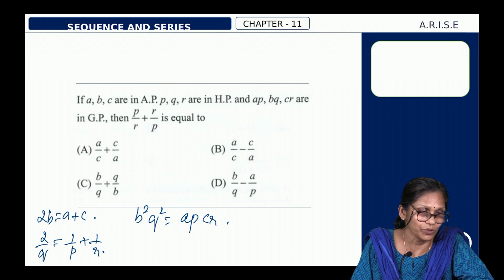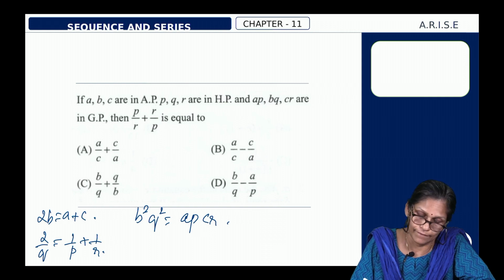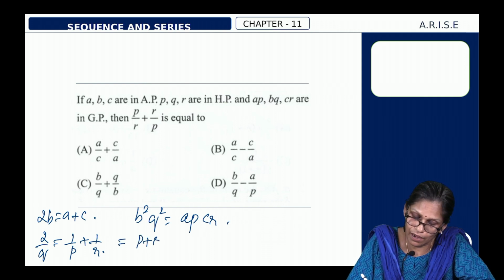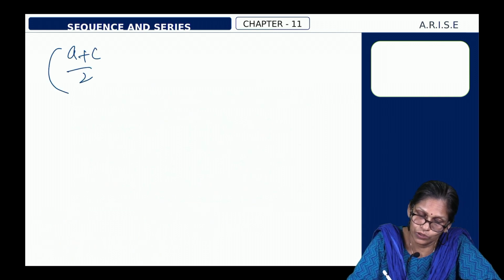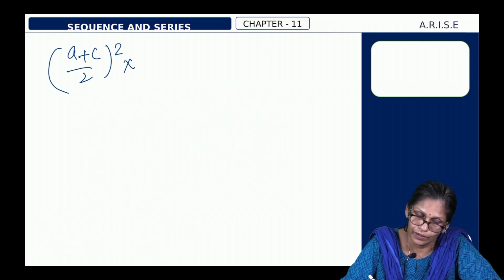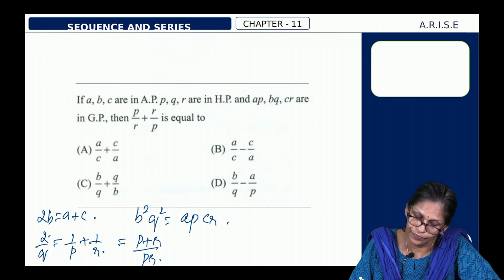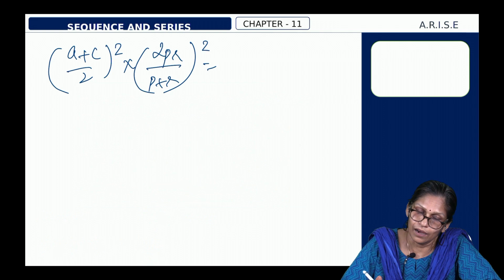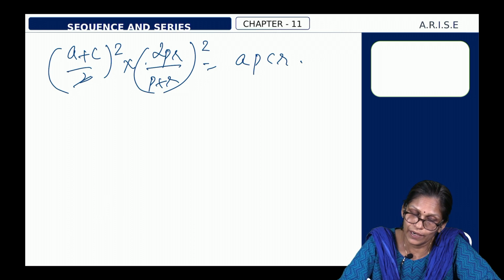So just let's substitute here. What is B? From here, isn't it? No, this is P plus R by PR, and substitute those values here. B is A plus C by 2. So, A plus C by 2 the whole squared into B is that. What is Q? It is 2 PR by P plus R. 2 PR by P plus R the whole squared, that is APCR. So, the 2 squared and 2 squared will cancel.